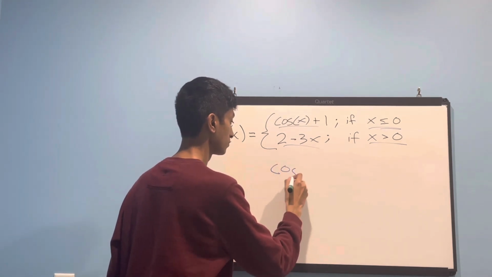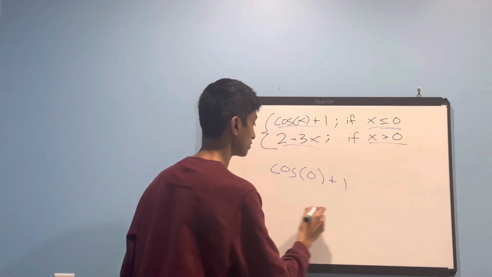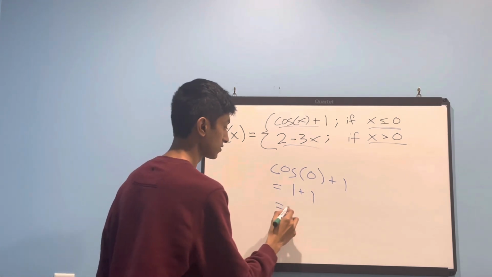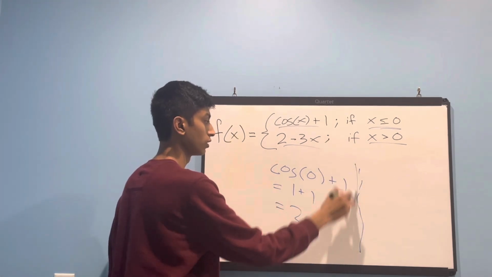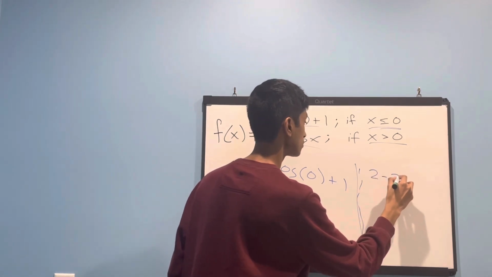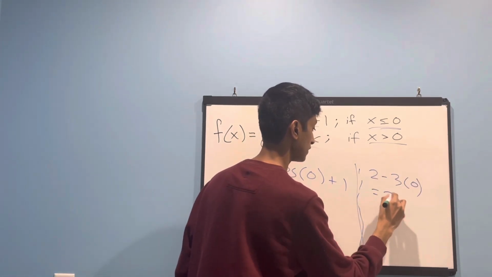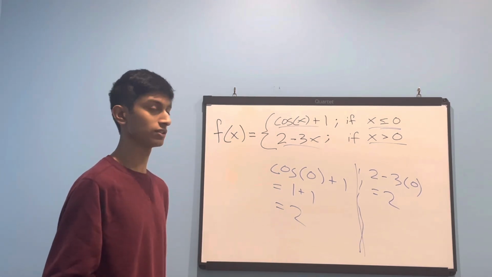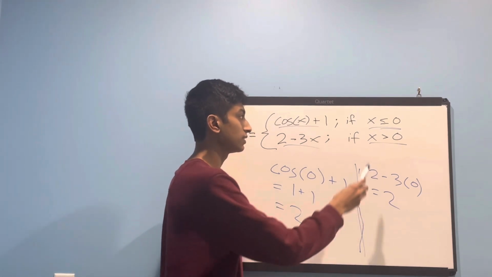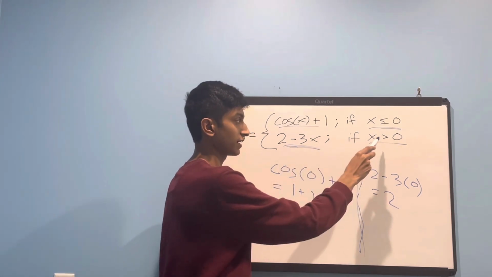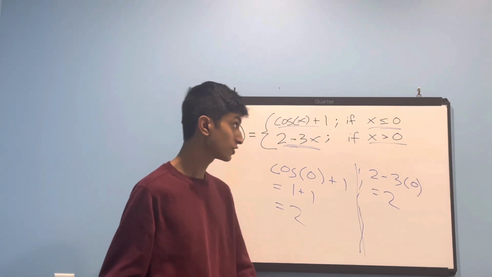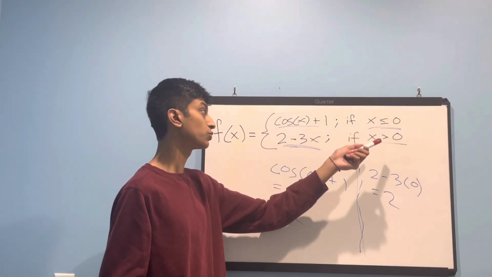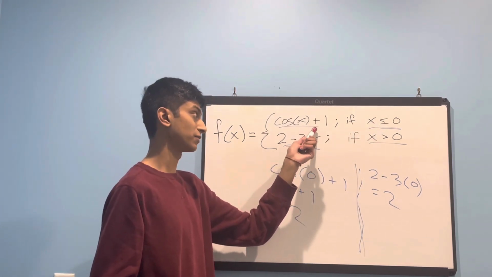So cosine 0 plus 1. This will give us 1 plus 1 because cosine of 0 is 1, and this gives us 2. Now, we have 2 minus 3 times 0. And that also gives us 2. So what this means is the left and the right limit are the same. Now, we can see this function is true if x is greater than 0. So that means this is the right limit of the function. And this is true if x is less than or equal to 0. And this will be the left limit of the function.